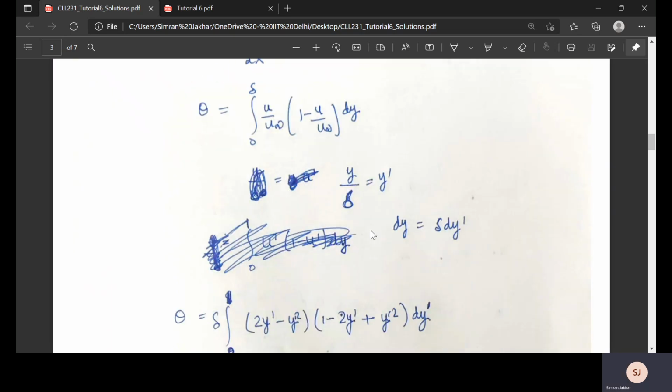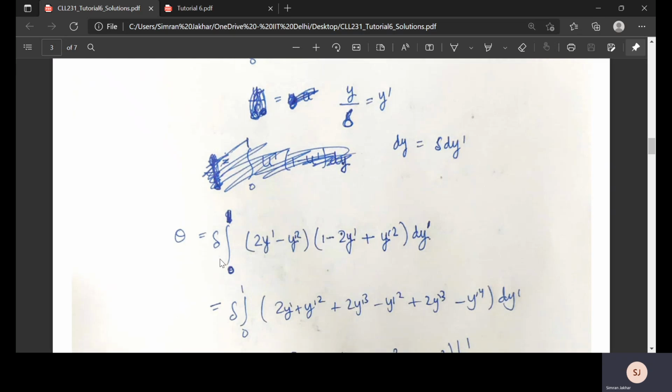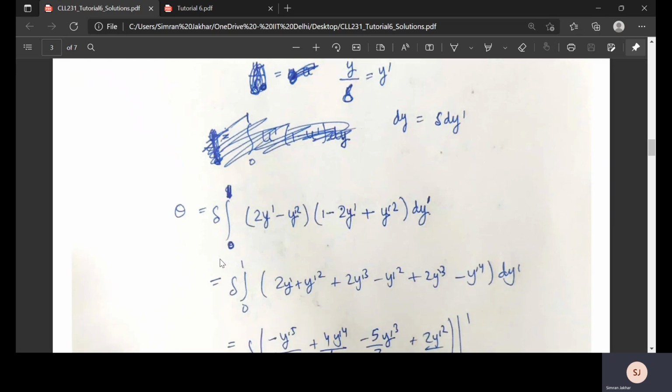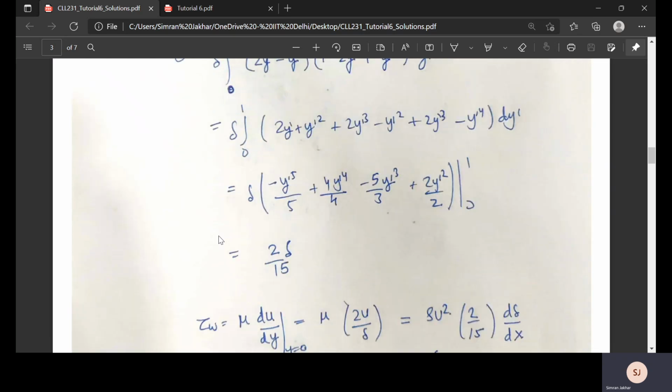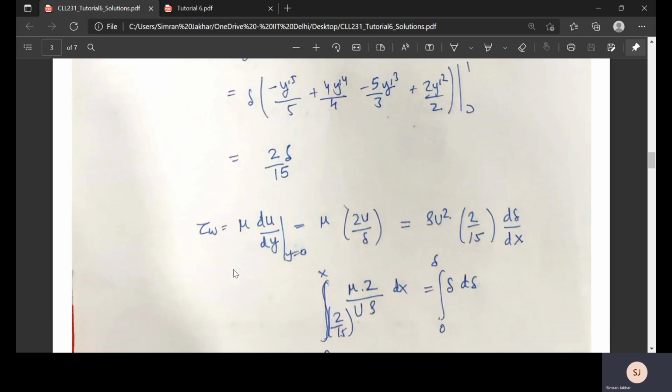You can substitute y by delta equals y dash, and differentiate, so dy will be equal to delta dy dash. You can substitute dy in the above expression, and the limits will change from 0 to 1, and delta can come out of the integration. You can simply integrate this expression from 0 to 1. So this theta will come out to be 2 by 15 times delta.